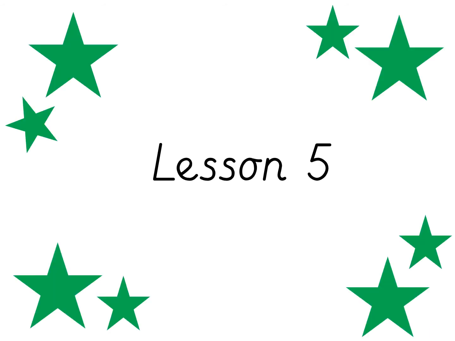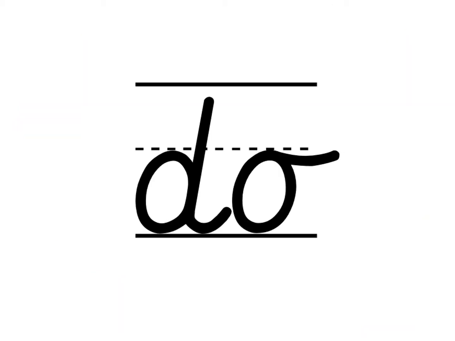We have now recalled all of our previous learning, so let's build on that and let's learn a new common exception word and a new phase 5 grapheme. Our new common exception word is the word do.